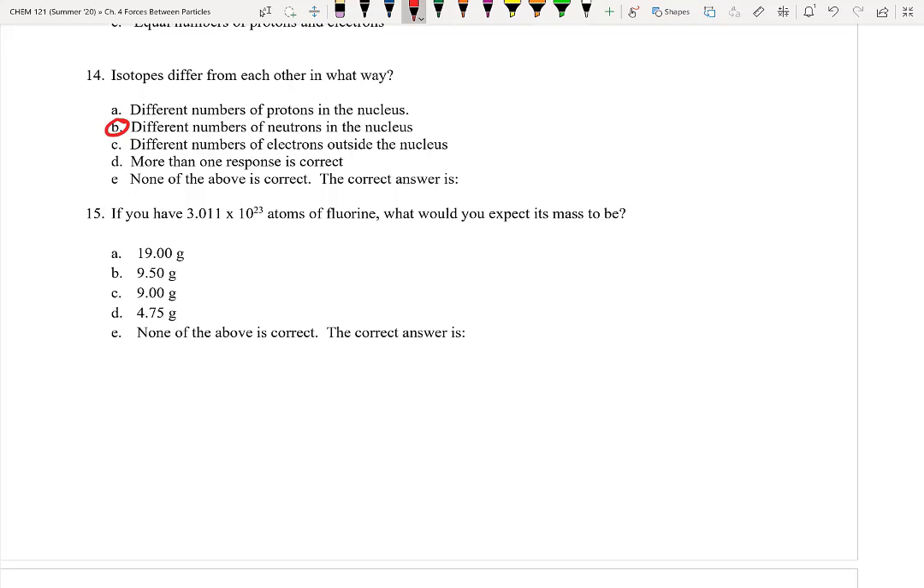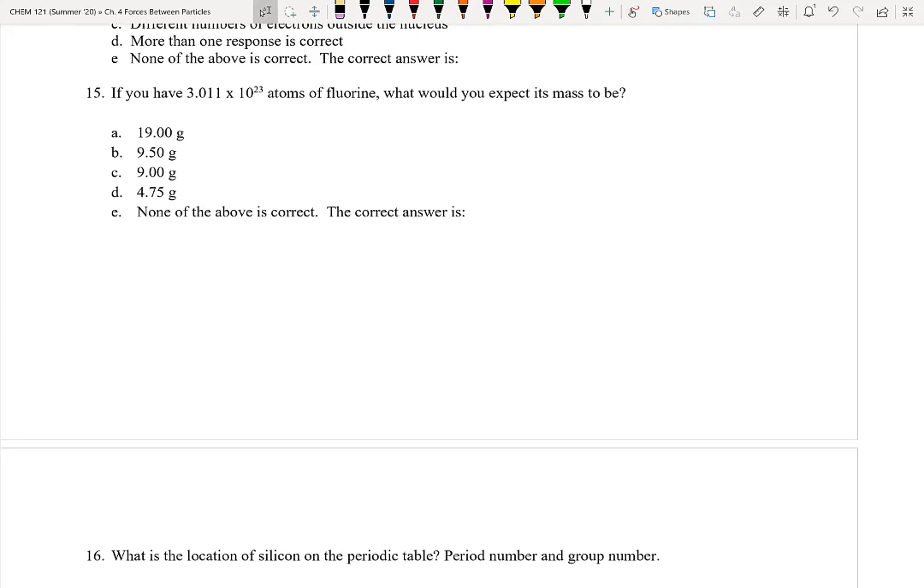Then 15 is another conversion one. So this one will take a little bit more work. But let's try to start out with what we know. I know that I've got 3.011 times 10 to the 23rd atoms of fluorine. And it's asking what would the mass be? So I want to get rid of atoms. And I want to get to my mass.